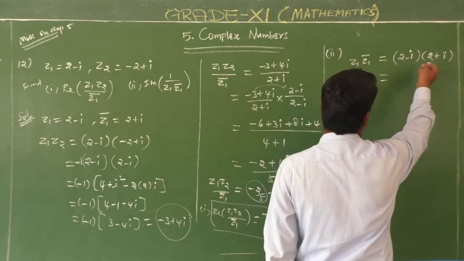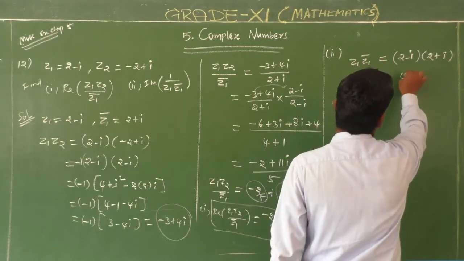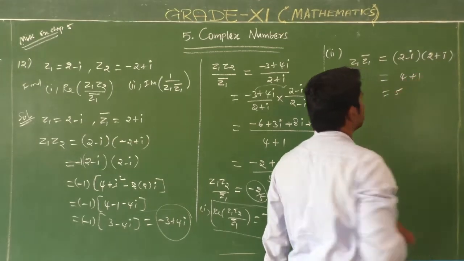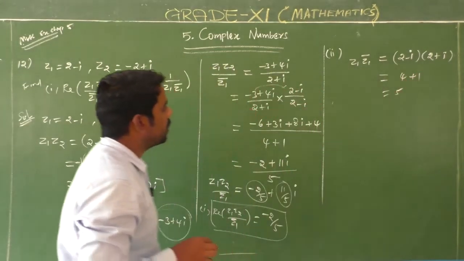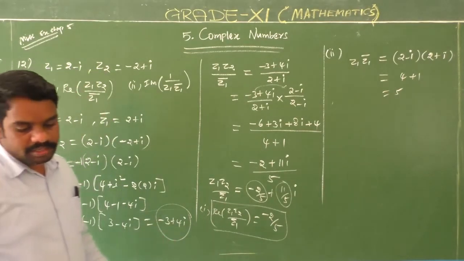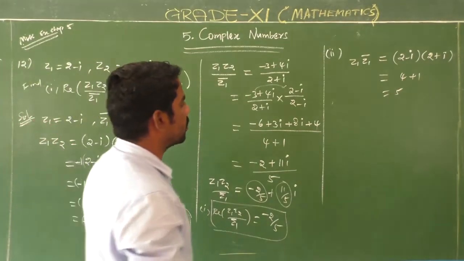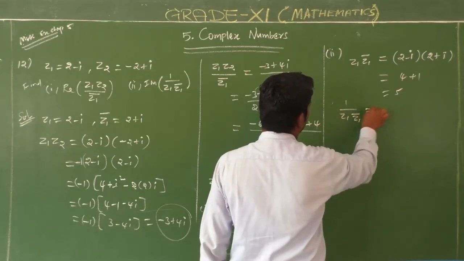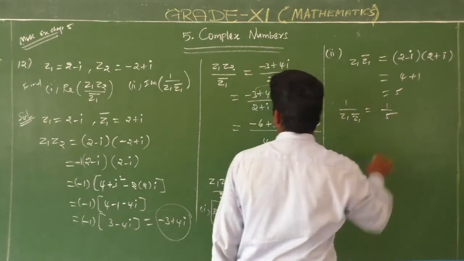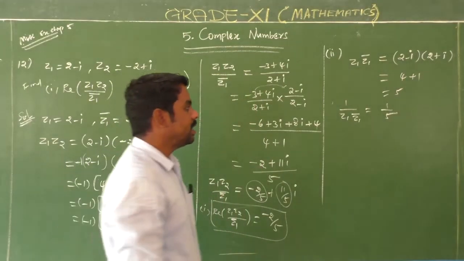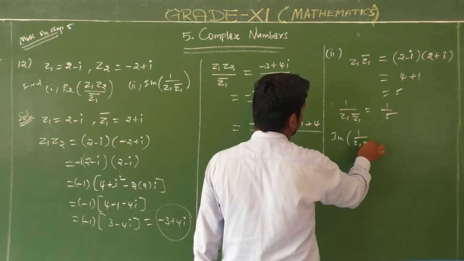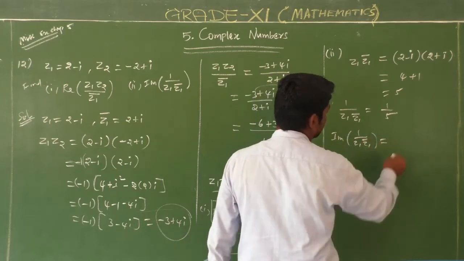So (a plus b) into (a minus b): 2 square is 4, minus i square is plus 1, which is equal to 5. So z1 z1 bar is 5. The imaginary part of z1 z1 bar... So 1 by z1 bar is equal to 1 divided by 5. Then the imaginary part of 1 divided by z1 bar is equal to 0.